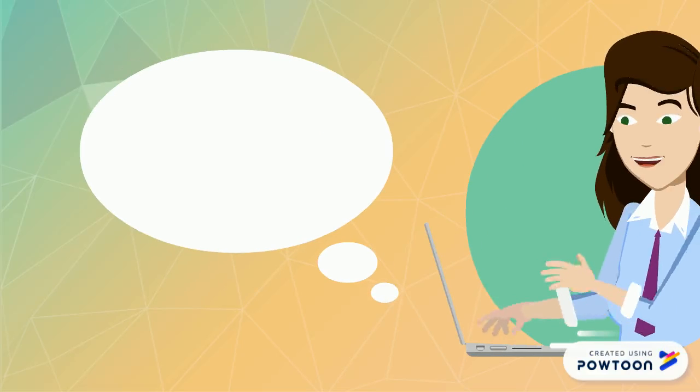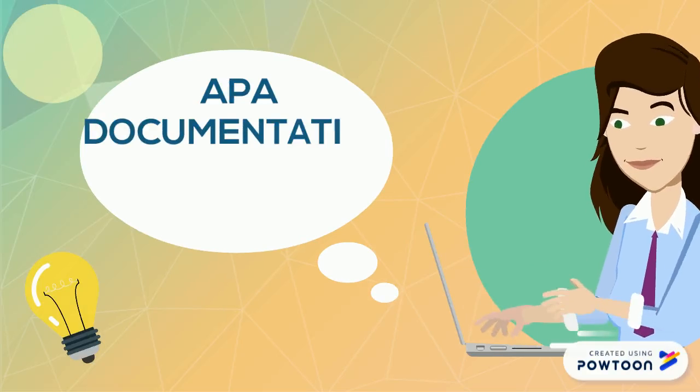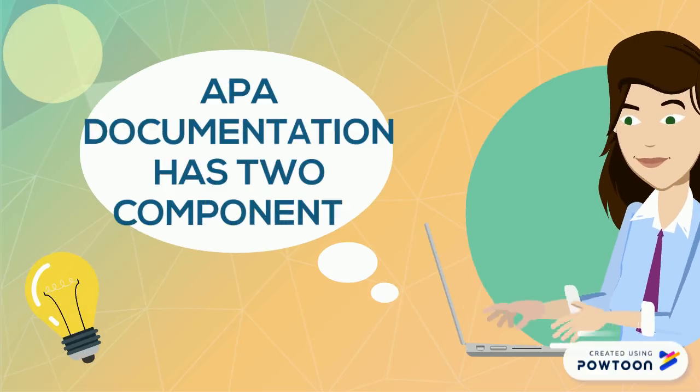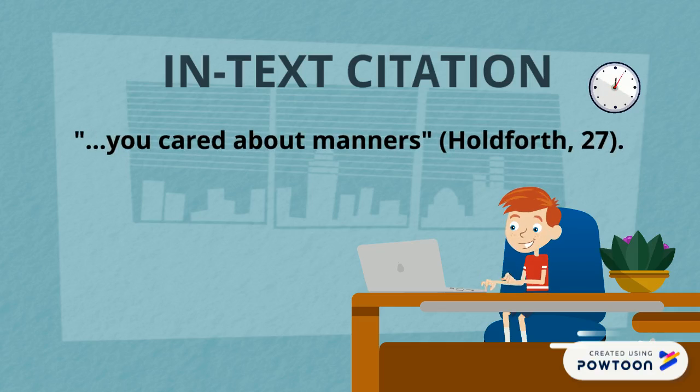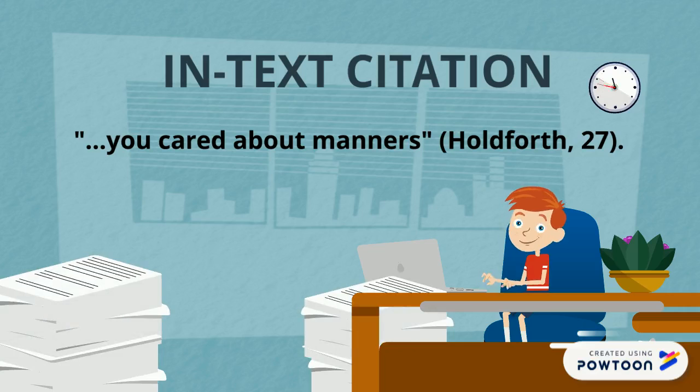To complete a proper APA paper, you must include both in-text citations as well as a reference page. In-text citations go directly after the quote or paraphrase within the body of your work. An in-text citation must include the author's last name, followed by a comma, followed by a page number if it's a print resource. If the author's name does not exist, use the title of the article, book, or website to show where the information came from.